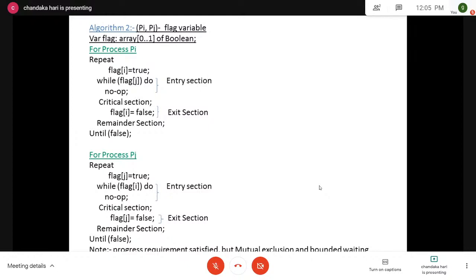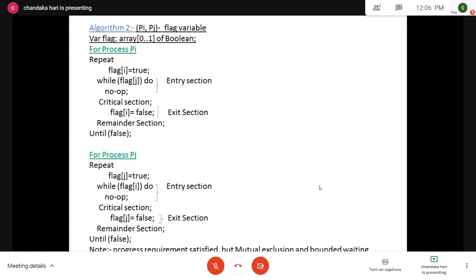Yes, flag j is true, so it is stuck in this loop. And at T3, Pj goes here: is flag i true or not? If flag i is true, then it is also not allowed. Now both processes are continuously stuck in this situation. No process is executing. So it is an infinite loop.